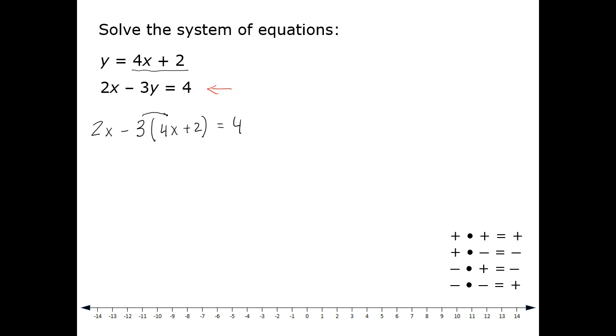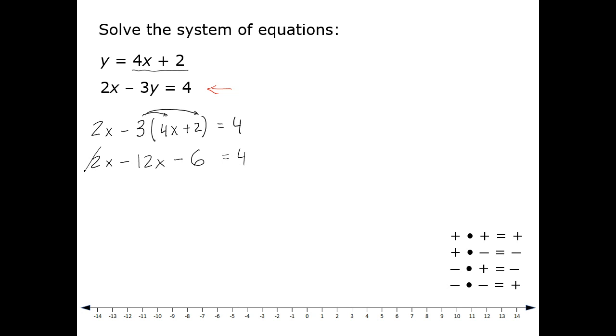And the first thing I have to do is this distributive property. So my equation would be 2x minus 3 times 4. Negative 3 times positive 4 would be negative. 3 times 4 is 12. That's 12x. Then negative times positive is negative. 3 times 2 is 6. And that's equal to 4.